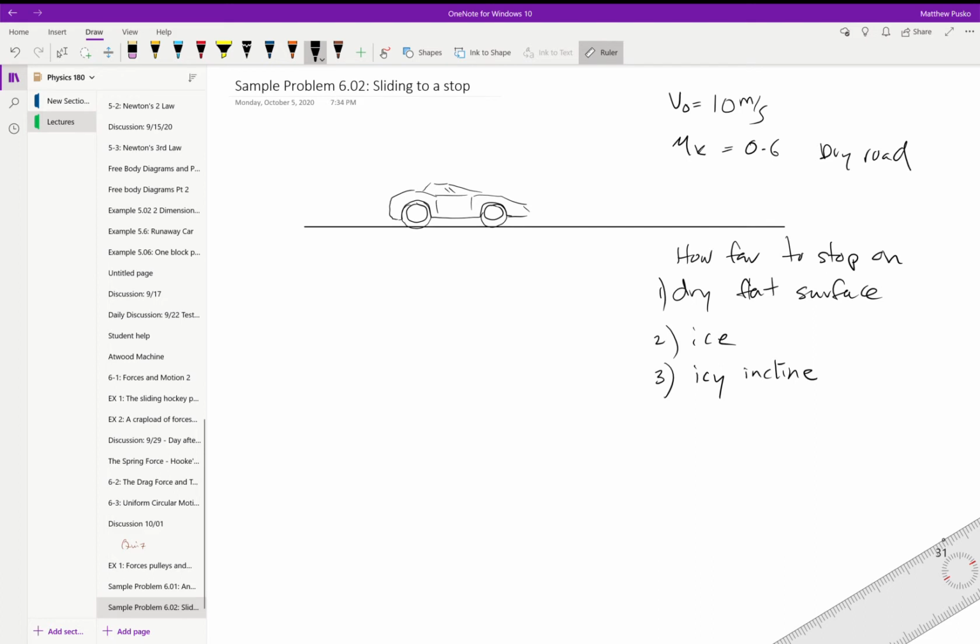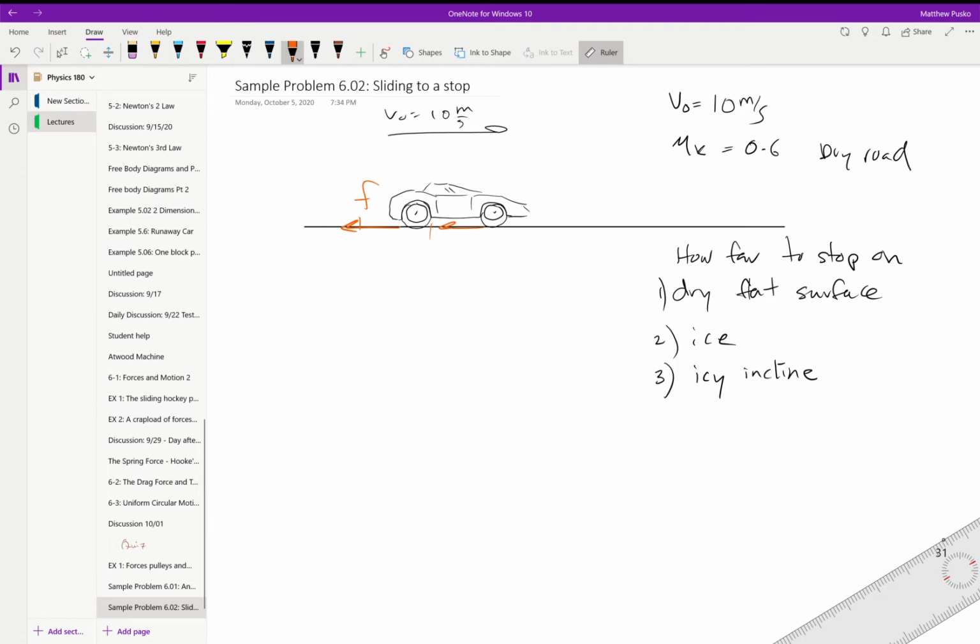Alright, let's take a look at sample problem 6.02. We've got a vehicle sliding to a stop due to friction at the tires. It's got some initial velocity of 10 meters per second, moving to the right, let's say, and it is going to slow down due to the force of friction at the tires. It's acting on 4 tires, but we can just sum all those up and call it the force of friction.